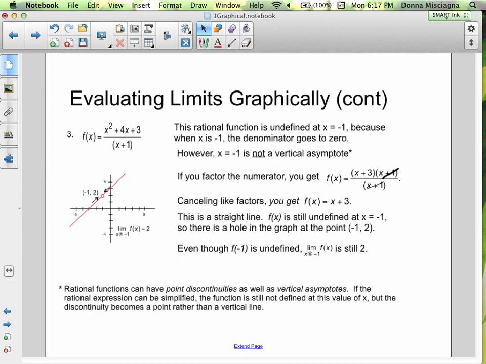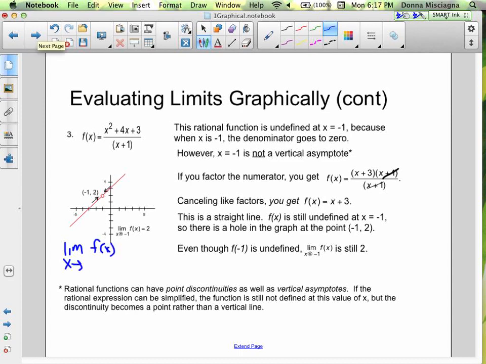But we want to find the limit of our function here, f of x, as x approaches -1. You can see if we come from the left-hand side and the right-hand side, the limit is still 2, even though there is a hole in the graph. So it does not matter if your function is not defined at a point, so long as you're going to the same point as you approach from the left-hand side and the right-hand side.